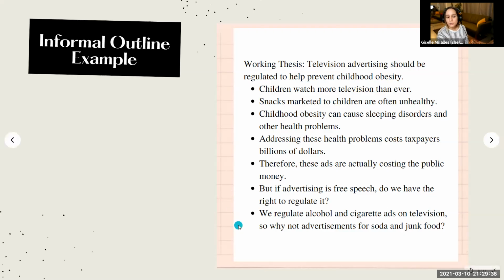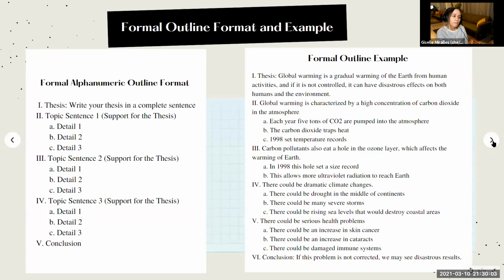This person's last point is we regulate alcohol and cigarette ads on television, so why not advertisements for soda and junk food? So from this outline, like I said, the person might understand it, but me as the instructor, I would be asking, where is the conclusion? What do these different points mean? So that is why when you turn in an outline, it should probably resemble a formal outline, which I will show you now. So here is a formal outline format along with an example of what a formal outline looks like once it's filled out.